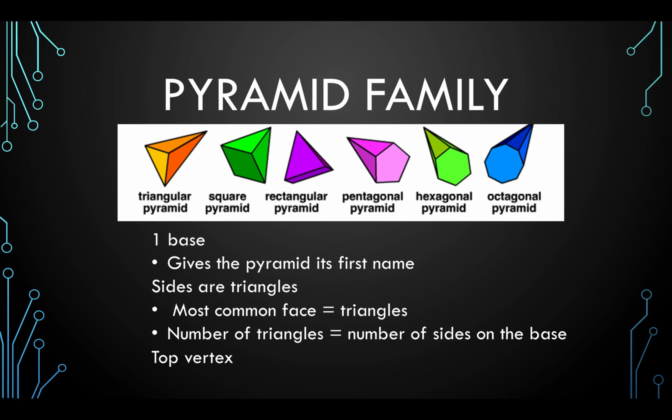In the pyramid family, we don't see that many rectangles like we did before. The pyramid family is all about triangles. Their sides are triangles. The pyramid family also only has one base, and that base is what gives it its first name. That's actually similar to the prism family.